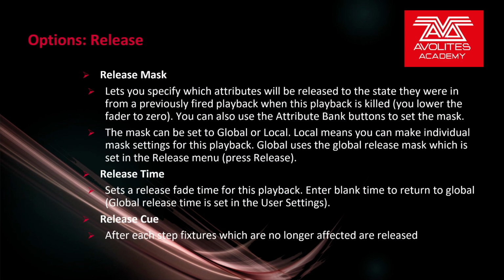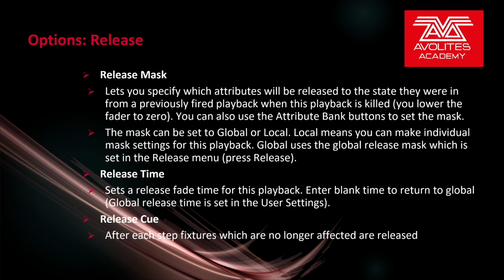Under the Release tab, we have Release Mask. Lets you specify attributes that will release to the state they're in from a previously fired playback when this playback gets killed or you lower the fader to 0. You can also use Attribute Bake buttons to set the mask. The mask can be set to either global or local. Local means you make individual mask settings for this playback. Global uses the global release mask, which is set under the release menu.